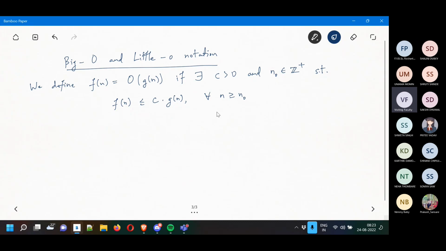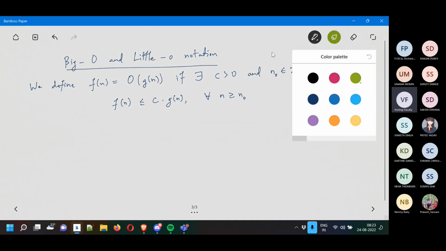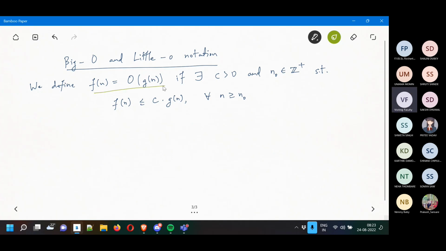Again, what is that n naught? We don't really care. What we care about is that as n tends to infinity, this is true. So knowing what n naught is also not so important. So we don't even bother about what the constant is or what n naught is. We'll simply say f of n is big O of g of n. That is all we need to know. We have compressed everything else and written it down in a form where this is all that is important.